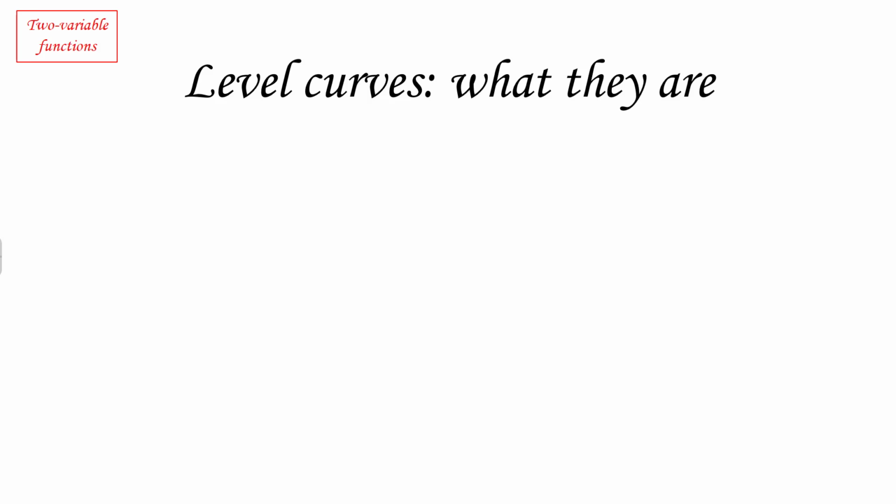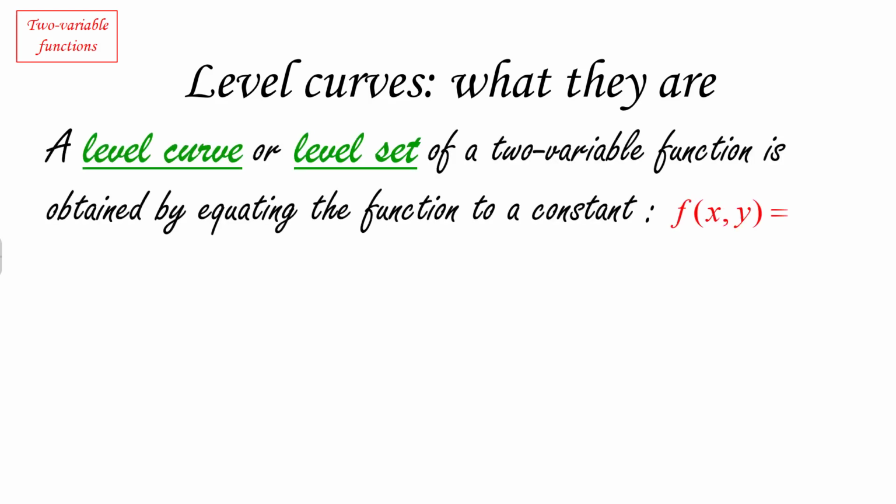One more concept which is related to two variable functions is that of level curves. First of all, let's see what they are. A level curve or level set of a two variable function is simply what you get by equating the function to a constant. So you let f of x and y be equal not to the general variable z, but to a fixed constant k. Fairly simple concept. All you have to do is set your z, your output, to equal something.